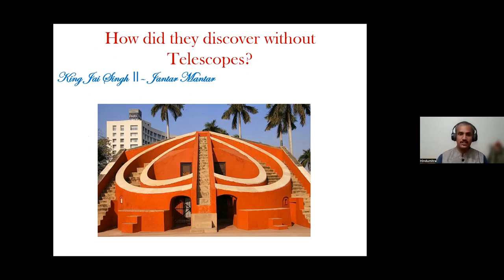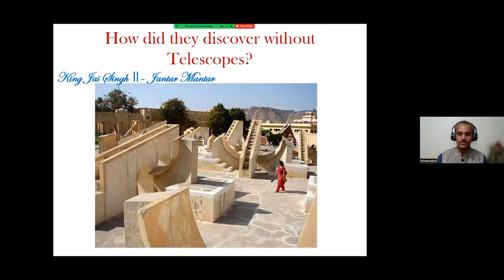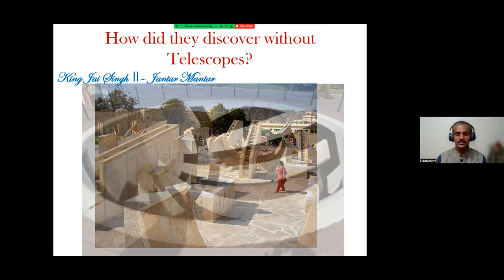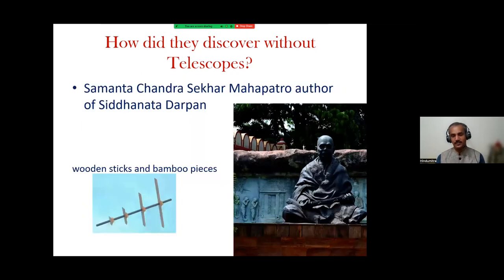For example, we see Jantar Mantar in Jaipur and Delhi, and it has various instruments like this. Based on these instruments, they have calculated the Panchang. Even people used wooden sticks and bamboos. For example, Samanta Chandrasekhar Mahapatro created the last, we can say, Indian astronomical text around 1890 called Siddhanta Darpan. He used just woods and bamboos, and he corrected the Indian calendars.